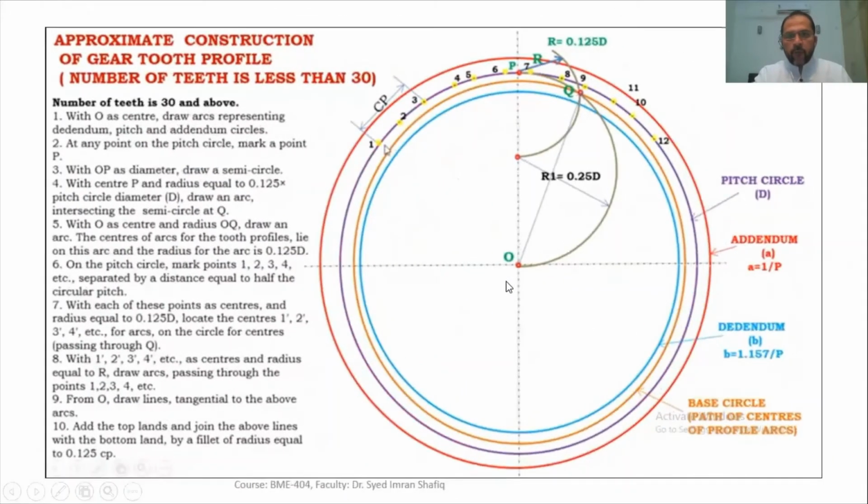So now what we have to do is, on the pitch circle, which is this purple circle, we will mark points 1, 2, 3, 4, 5, 6, 7, 8, and so on. And the distance between them is CP by 2. So the distance between 1 and 2 is CP by 2, and 2 and 3 is CP by 2, and similarly. So we have marked points on the pitch circle with the distance between them being CP by 2. Right.